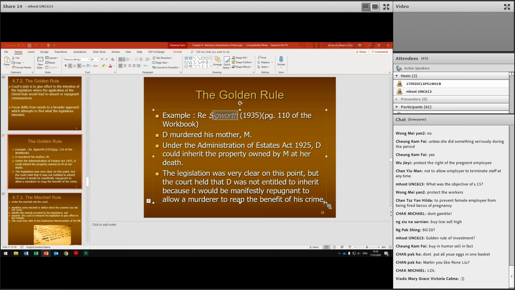Just like the case when a husband killed his wife. It would be very ridiculous for the husband to get the estate of the wife. Otherwise, so many people would kill the spouse or kill the parent, etc., in order to get the money. So it's highly undesirable. That is the reason why the defendant could not get the money.